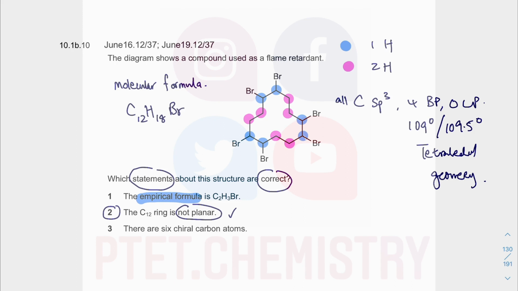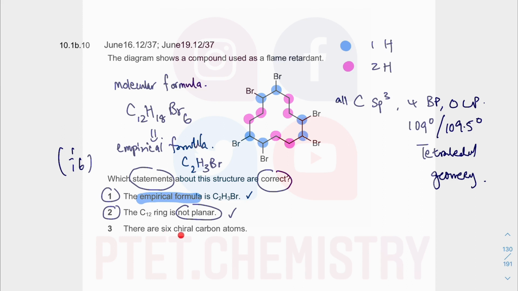But anyway, if you skip straight to this question, you wouldn't have covered this. All right. So empirical formula is defined as the simplest ratio of atoms in the compound. Alright, so the simplest ratio is divided by 6 throughout, and you will get C2H3Br. Yep, C2H3Br, so 1 is correct, okay?